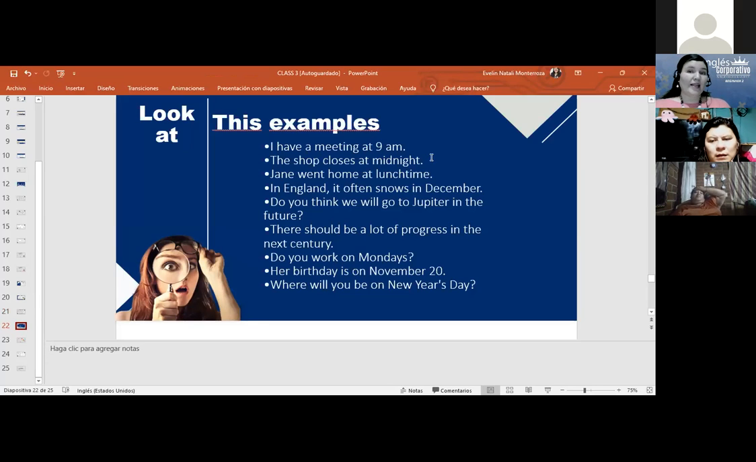Right, we have some examples. I have a meeting at 9. The shop closes at midnight. Jane went home at lunchtime. In England, it often snows in December. Do you think we will go to Jupiter in the future? There should be a lot of progress in the next century. Do you work on Mondays? Her birthday is on November 20. And where will you be on New Year's Day? These are some examples of the sentences.